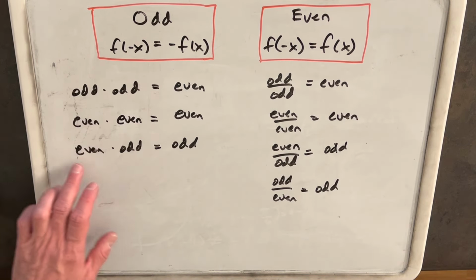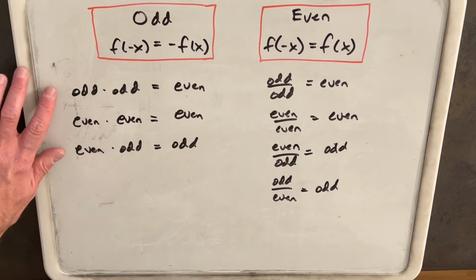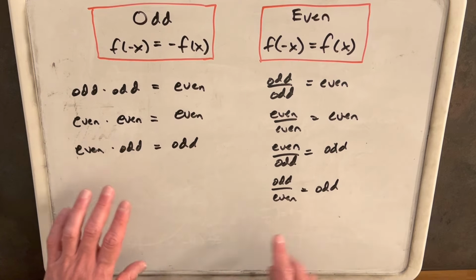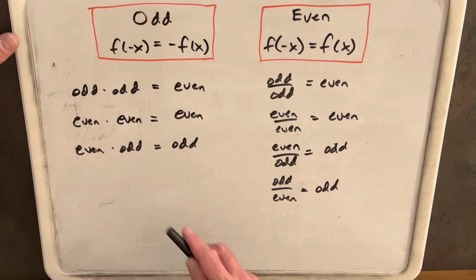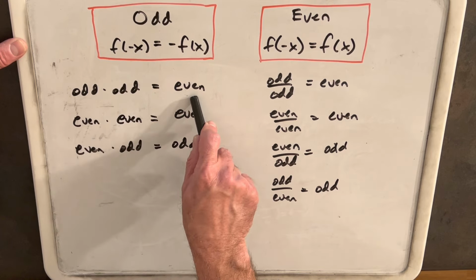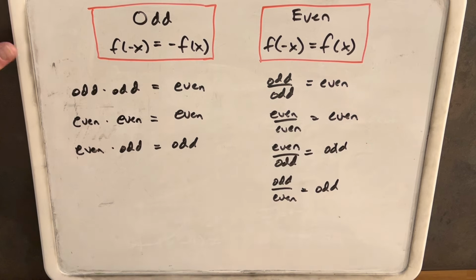Next, we can look at multiplication on the left here and division, and it's really pretty intuitive. And then the relationship, really division and multiplication work the same way. Like if we have an odd function times an odd function, we get an even function. But if we have an odd function divided by an odd function, we get an even function. This is pretty easy to see.